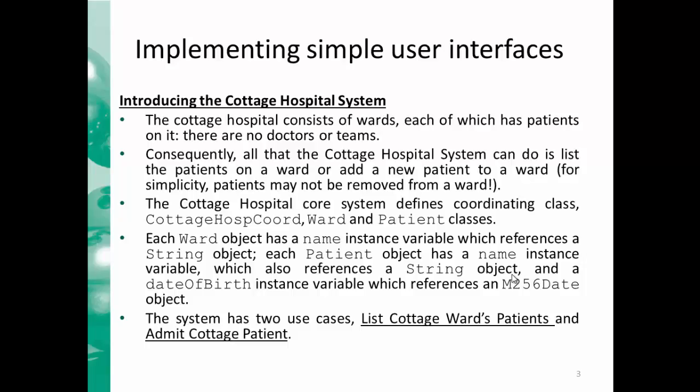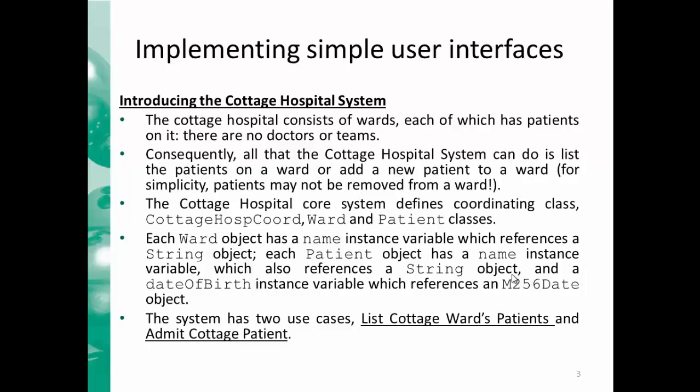All the Cottage hospital system can do is list the patients on a ward and add a new patient to a ward. The Cottage hospital core system defines coordinating classes: a class which is the coordinator, Cottage host cord, and also a class Ward and a class Patient.